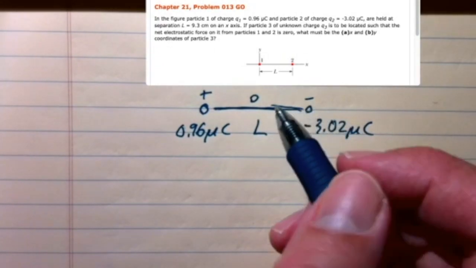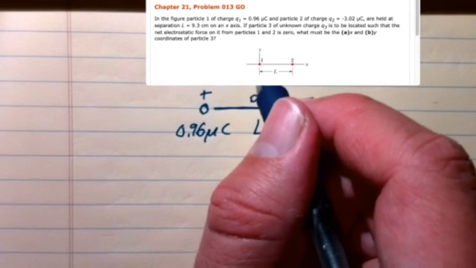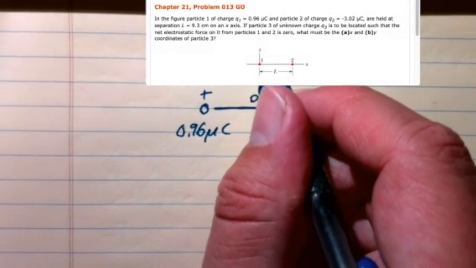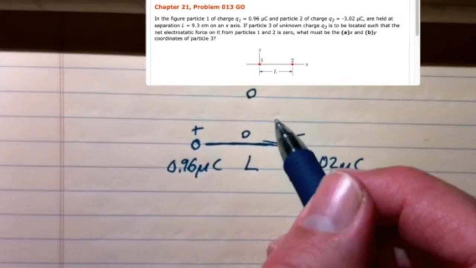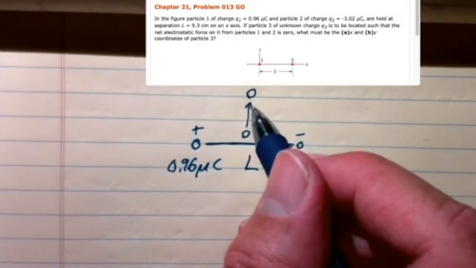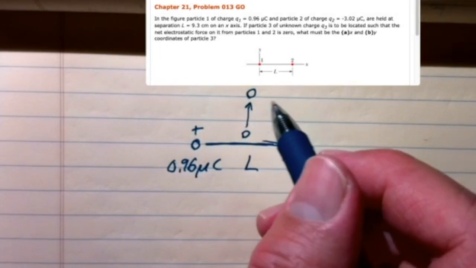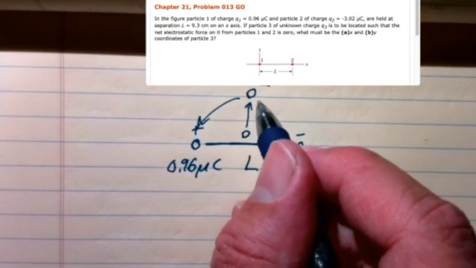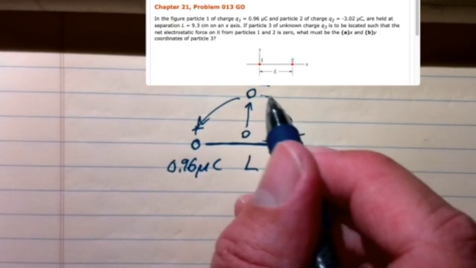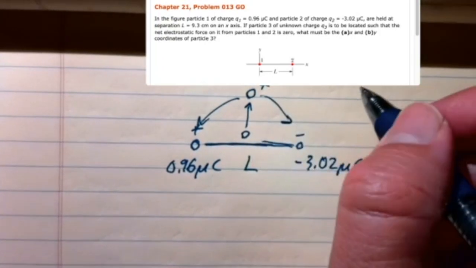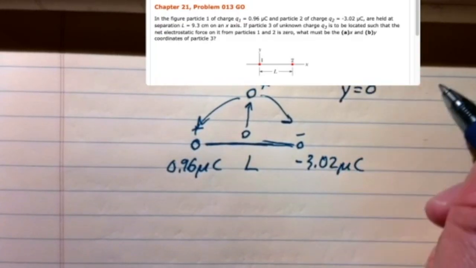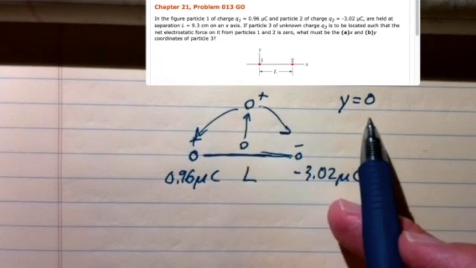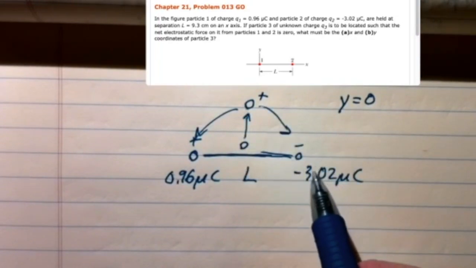Now, if we bring the particle outside of the x-axis, it's going to be repulsed by one. So if we bring it way up here, it would be repulsed by one and attracted to the other. So if it was negative, it would go over here, and if it was positive, it would go over here. So that means that y must equal 0. I can't think of a place where we could stick another charge where it would not move.